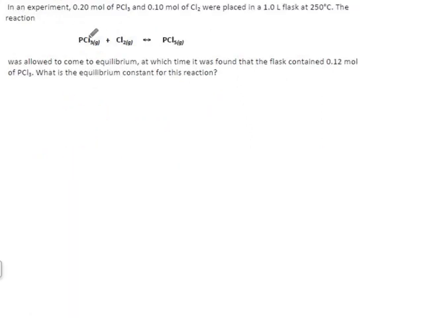Okay, what have we here? Phosphorus trichloride. Let's write this out. Phosphorus pentachloride. Initial, change, equilibrium. Okay, what have we got? 0.2 moles of PCl3. Can we put this in the table?